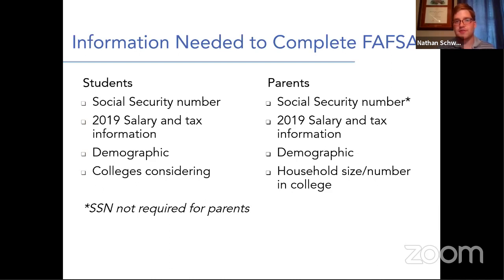Likewise, parents will also need to provide their 2019 salary and tax information and demographic information, as well as their household size, including how many people will be in college in their household next school year. If parents have a social security number, they'll need to provide that as well. However, if a parent does not have a social security number, they are still able to complete the parent section of the FAFSA.